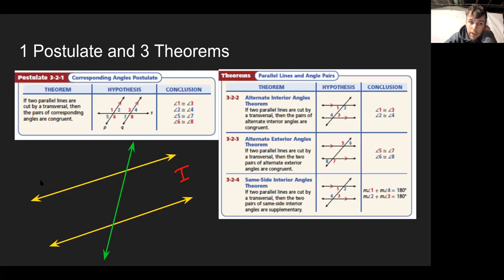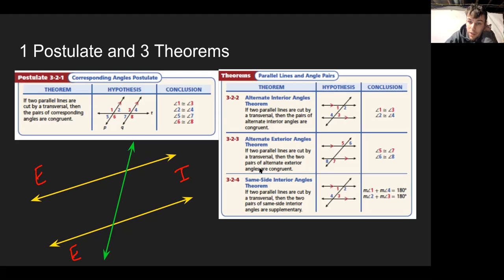Then we have alternate exterior angles. So the exterior is outside of our parallel lines. So this space here and this space here. Alternate exterior angles are very similar. They're on different sides of the transversal in the exterior. So something like here and here. This theorem says that those angles are going to be congruent. These angles here would also be congruent and alternate exterior as well.